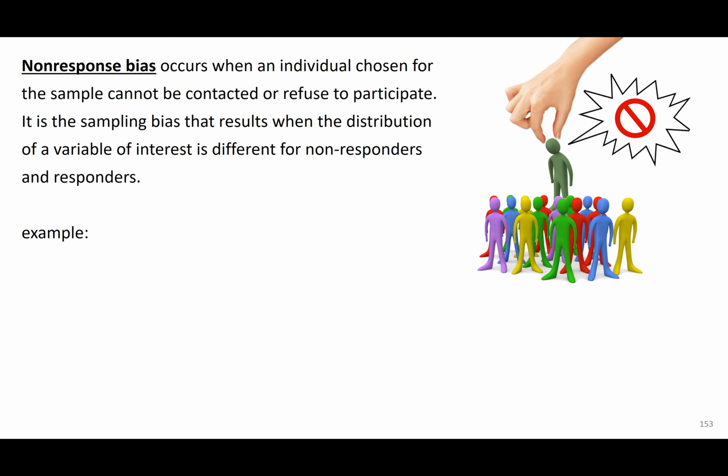Non-response bias. So for any reason, once the researcher has said, okay, this is my random sample, they maybe reach out. Maybe they never reach the individual, so the individual never even knows they were selected. Maybe they do know they were selected, but they really don't want to participate. Any reason that they don't end up participating.